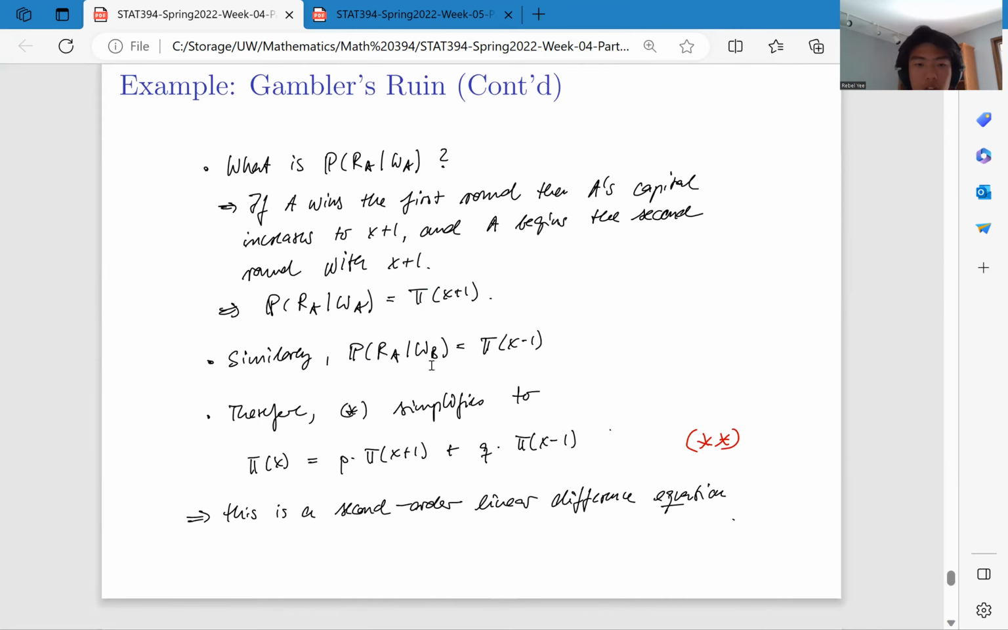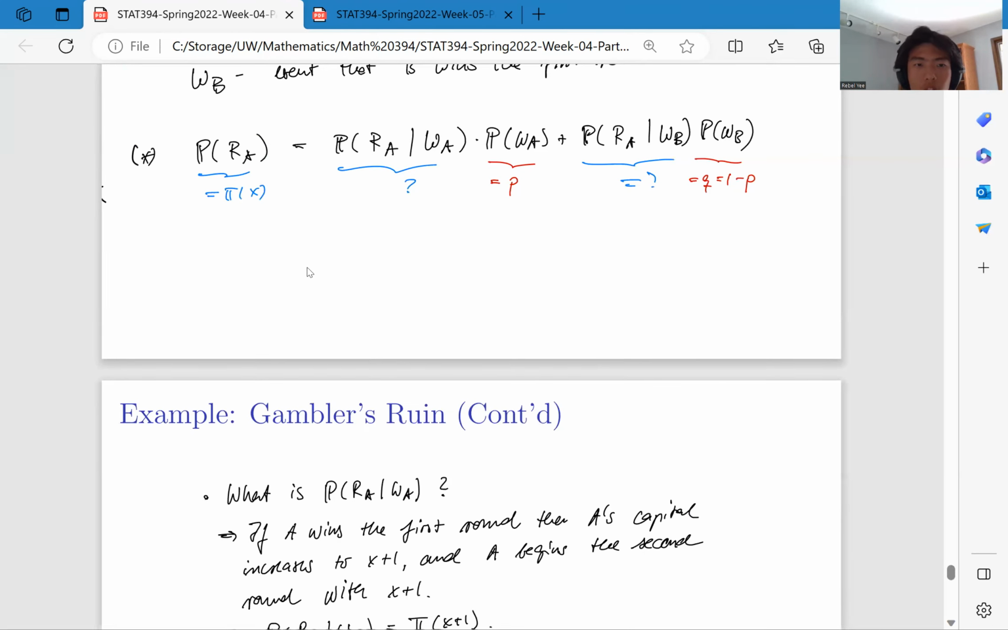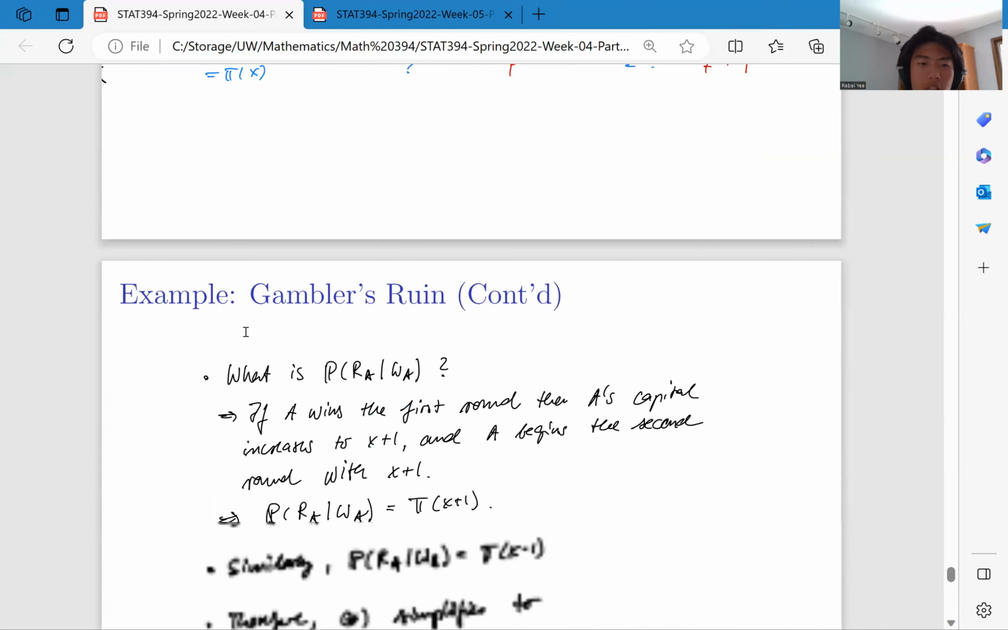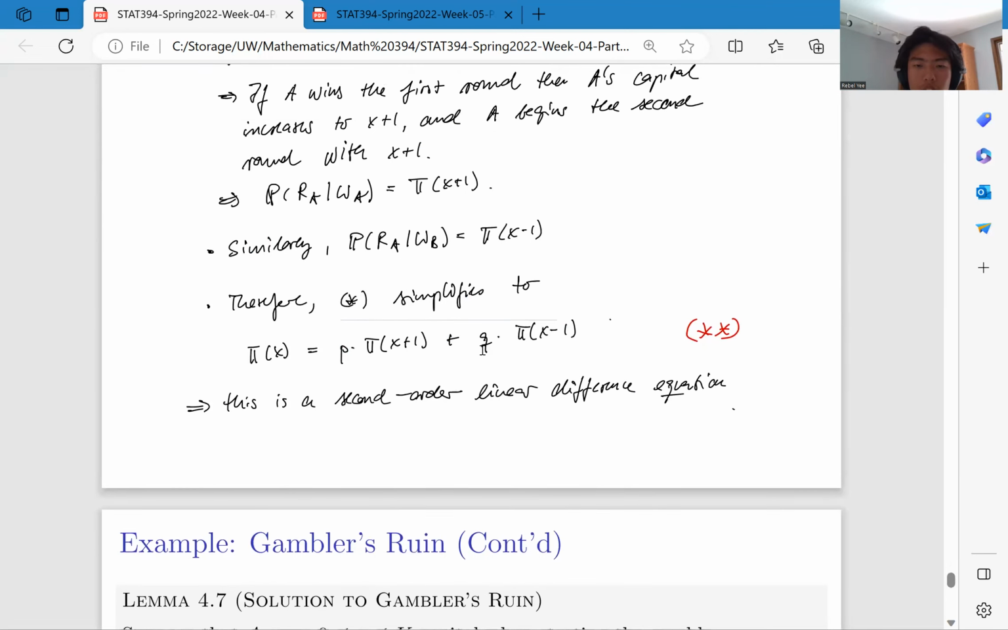So for the second condition, if B wins, then it's equal to pi x minus 1, because A already gives $1 to B. So we can form a new formula here based on this one. So PRA, the probability RA happens, is definitely pi x. So pi x is equal to P times pi x plus 1 plus Q, which is 1 minus P, times pi x minus 1. And this is a second order linear difference equation. So how can we solve this?